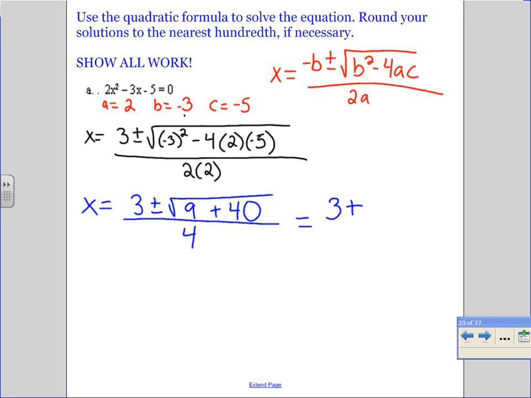Now we've simplified as much as we can up to this point, but I hope you recognize that the square root of 49 is a perfect square. So I'm going to circle that. We can take the square root of that. So our next step should be x equals 3 plus or minus the square root of 49, which is 7, because 7 times 7 is 49, all over 4.